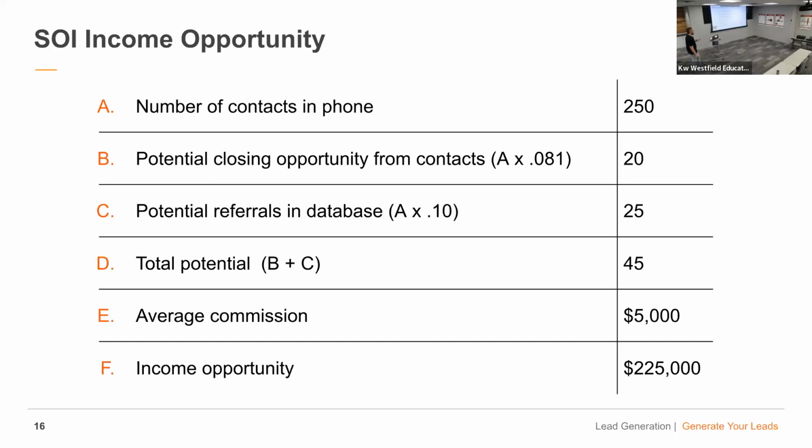Average commission across the US potentially is 5,000. In Utah, it's like 10 grand right now, which means this is technically double. On the low end, you've got $225,000 of potential income from a 250 person database. So when we say, hey guys, get your database to 200 people as soon as possible, there's a reason.